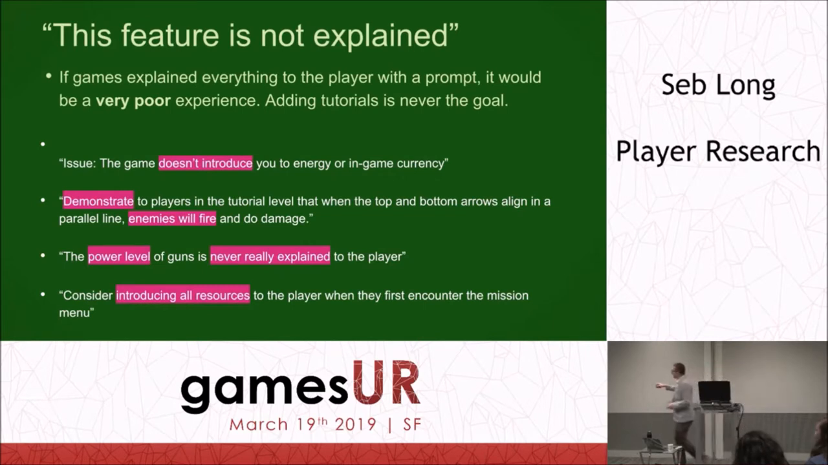Oh, well, here's some examples. Let's go through these first. The game doesn't introduce you to energy, which is that thing on the top bar, if you recall from the screenshot, or in-game currency. We have to demonstrate to players that the enemies will shoot at us. The power level of the guns is never really explained on the UI. Consider introducing all resources and variously the consumables as well.